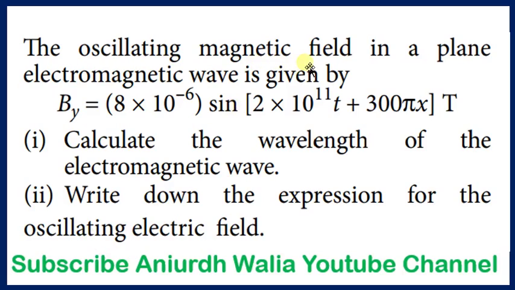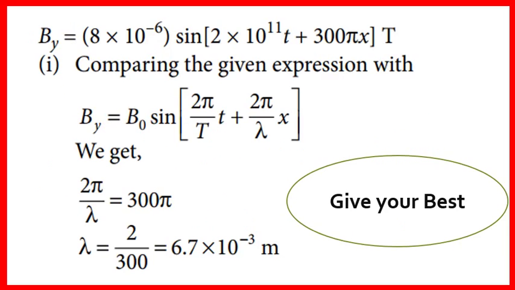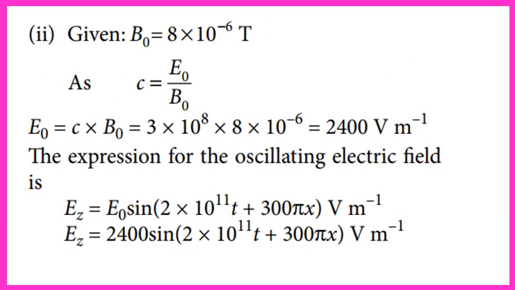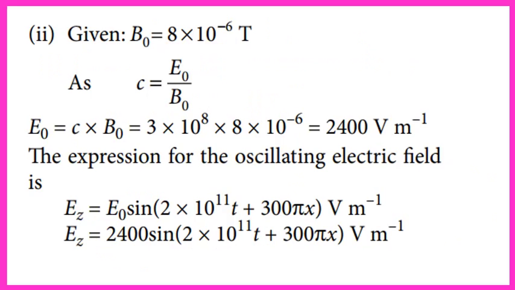The oscillating magnetic field expression has been given in the question. Now they are asking you to write down the expression for the oscillating electric field. From this equation, by comparing the given expression with the general one, we can easily know that B naught is 8 into 10 to the power minus 6 Tesla, the magnetic field. Clear?